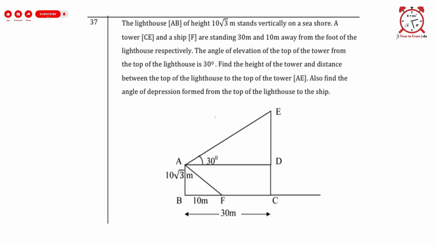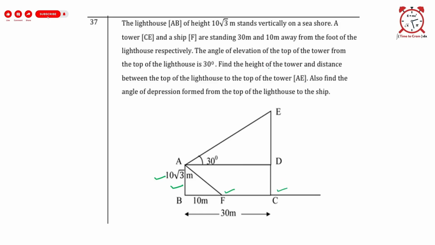Next question is from trigonometry. The lighthouse AB, this is the lighthouse AB. Its height is given as 10 root 3 meter, and it stands vertically on a seashore. A tower CE, this is the tower, and a ship F are standing 30 meter and 10 meter away from the foot of the lighthouse respectively. So from the lighthouse, the ship is 10 meter away and the tower is 30 meter away.